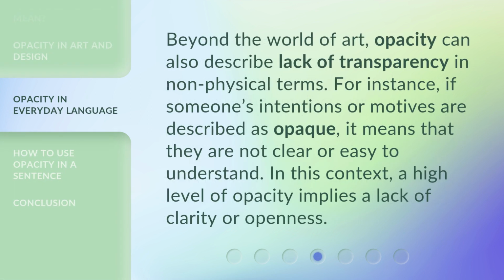Beyond the world of art, opacity can also describe lack of transparency in non-physical terms. For instance, if someone's intentions or motives are described as opaque, it means that they are not clear or easy to understand. In this context, a high level of opacity implies a lack of clarity or openness.